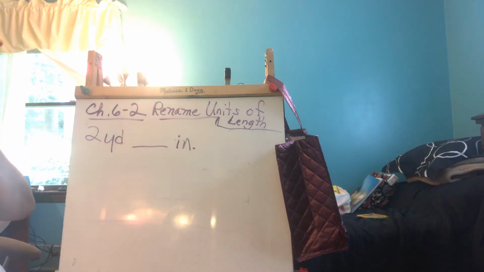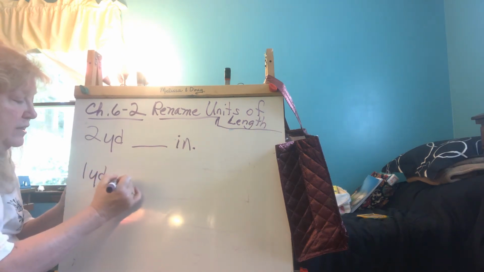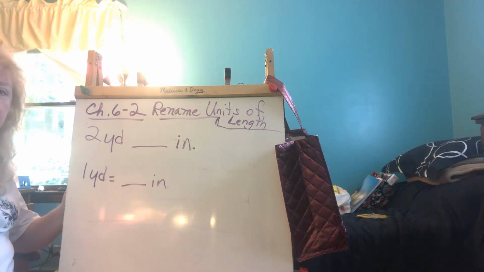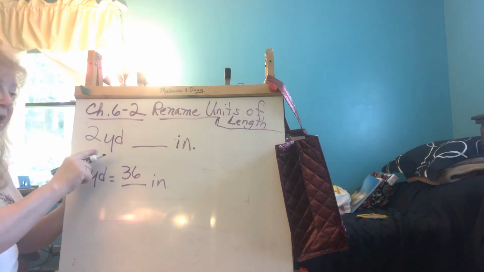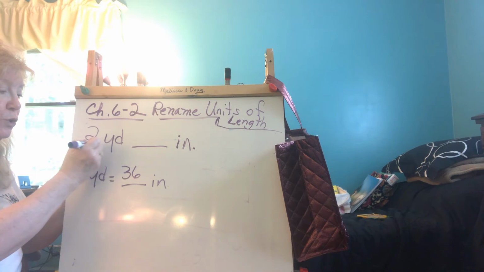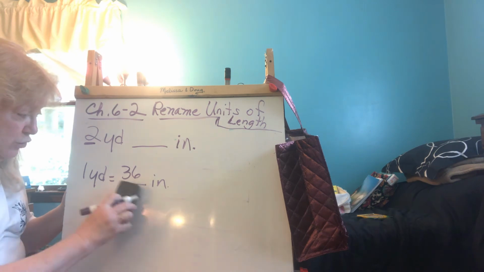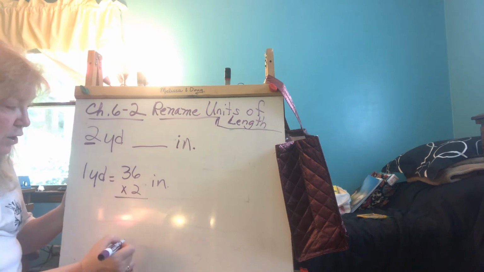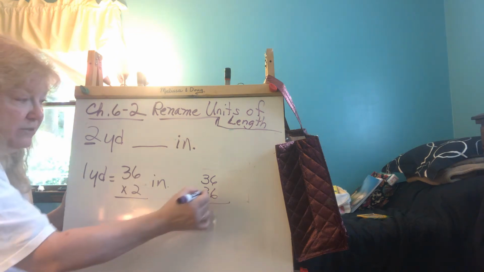But we already know, if you look at that table, that 1 yard equals how many inches? Look on your table. Right, 1 yard equals 36 inches. But they're not asking us to turn 1 yard into some number of inches. We're being asked to turn 2 yards into some number of inches. So all I have to do is, I could do one of two things. I could either times it by 2, or I could add 36 plus 36. Either way, I'm going to get the same answer.